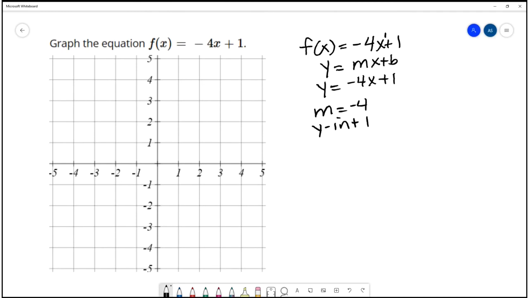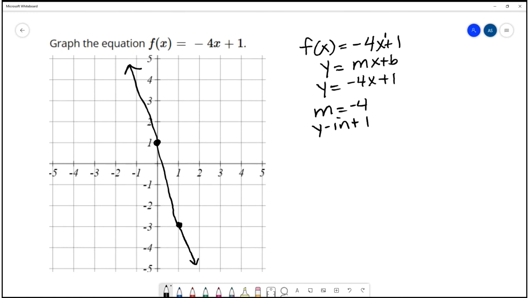So we'll plot that y-intercept of 1 and use the slope to get to a second point. So I'll go down 4 and to the right 1. That gets me to the second point on the line. And we'll connect those 2 points with a straight line.